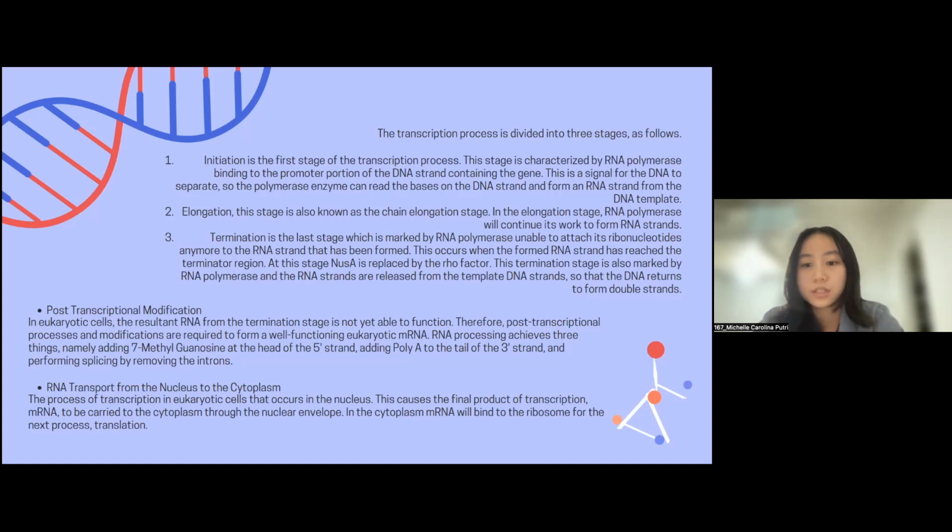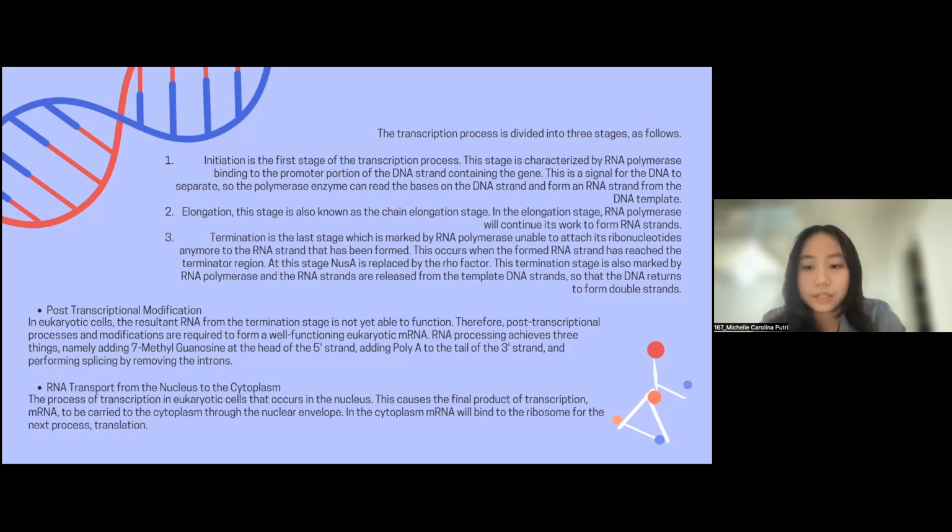Therefore, post-transcriptional process and modification are required to form a well-functioning eukaryotic RNA. RNA processing achieves 3 things, namely adding 7-methylguanosine at the head of the 5' strand, adding poly A to the tail of the 3' strand, and performing splicing by removing the introns. Then RNA transport from the nucleus to the cytoplasm.